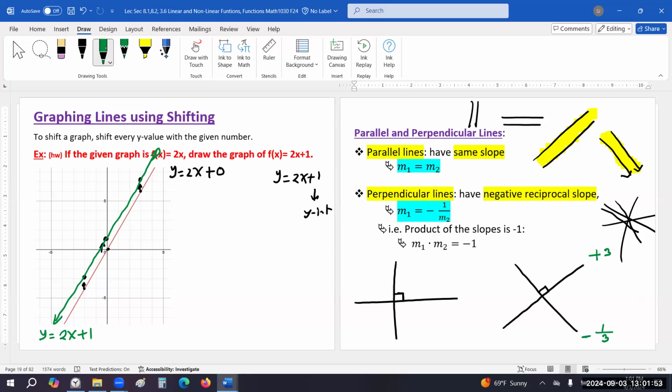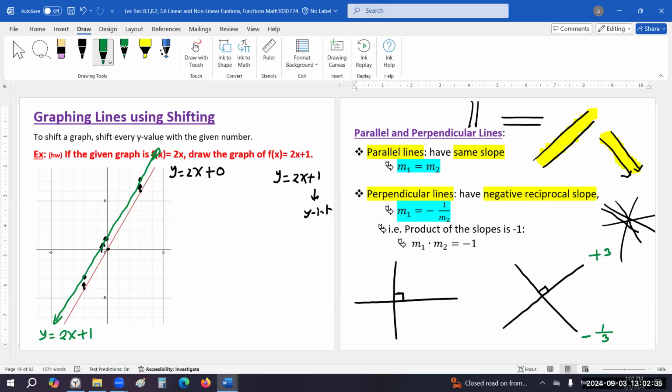1/3. It's the reverse sign and flipped fraction. So they have to have opposite sign and their fraction has to be reciprocal. Opposite fraction means reciprocal, so we use two words: negative reciprocal. Negative reciprocal means opposite sign and the numbers are flipped. Okay? So a perpendicular line has two things: opposite sign and their numbers are reciprocal of one another.